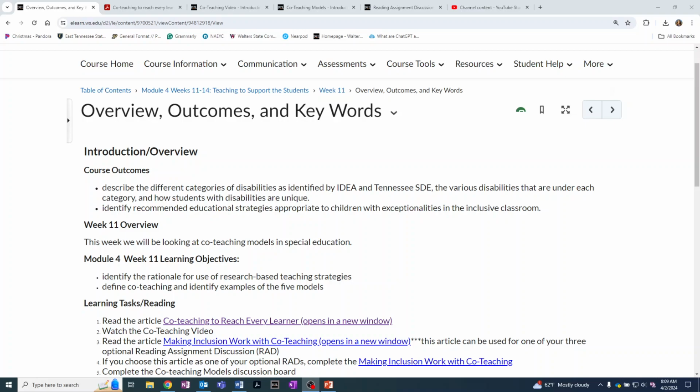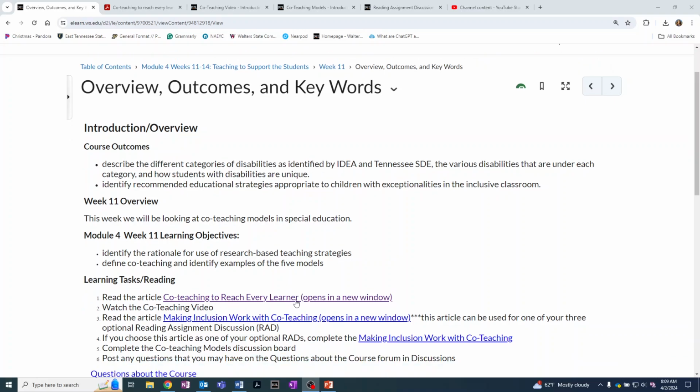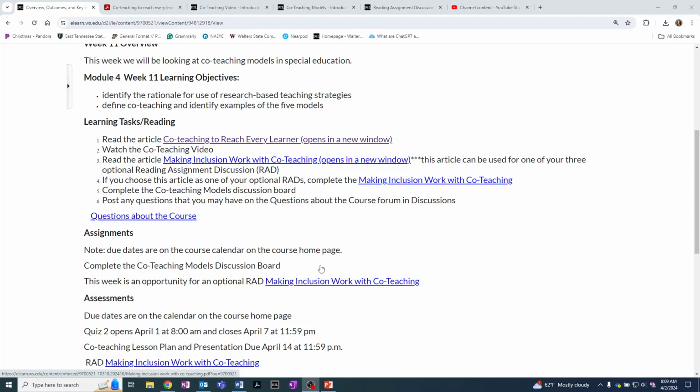So, what are your objectives? Your objectives are that you're going to identify the rationale for use of research-based teaching strategies, of which co-teaching models is one that you'll be focusing on. Also, you're going to define what co-teaching is and give examples of the five models that you're going to learn about this week. For readings and resources, I've given you a few things. I've given you an article, some videos about co-teaching, and also you have a RAD that has an article that has to do with the inclusion of making co-teaching work.